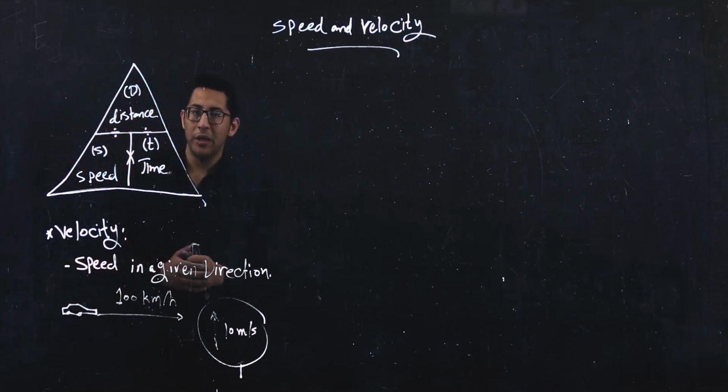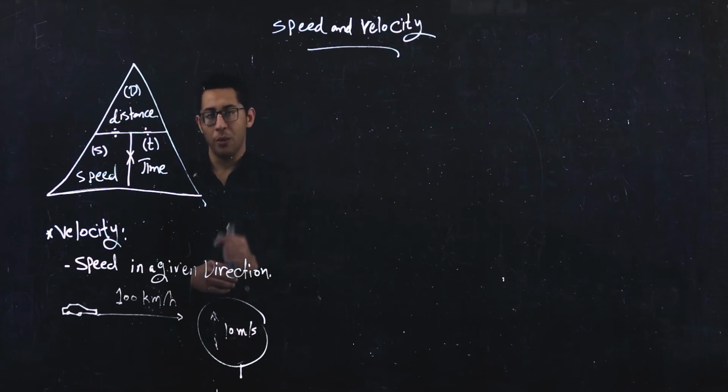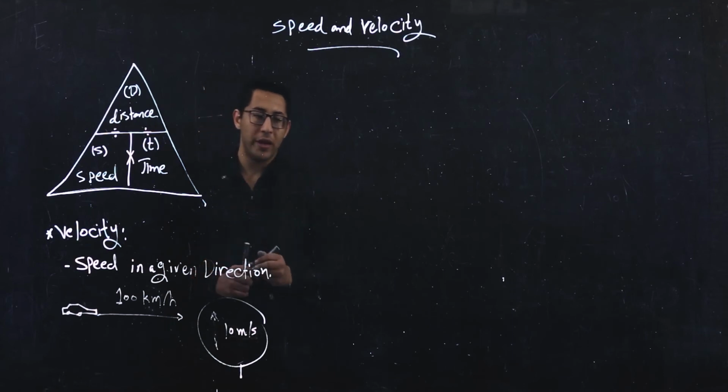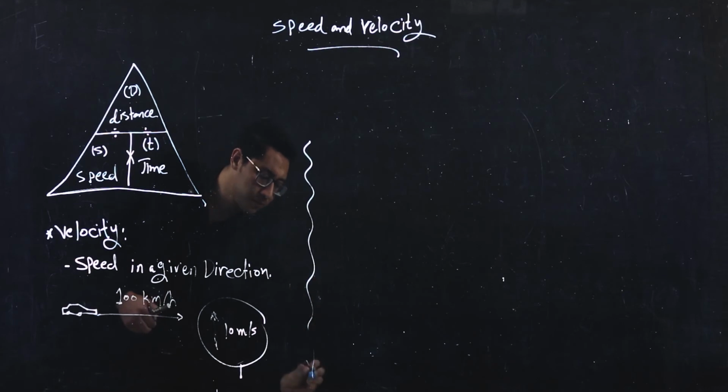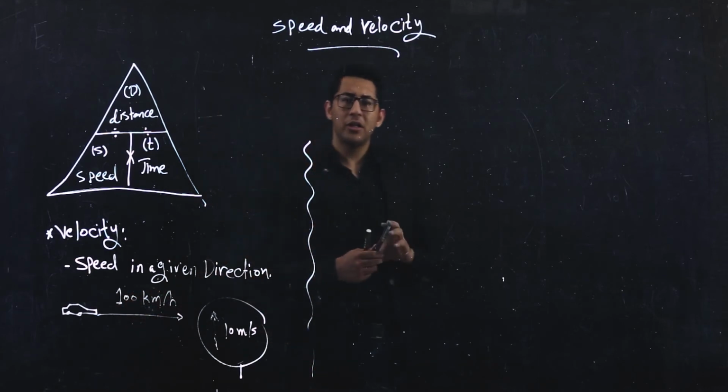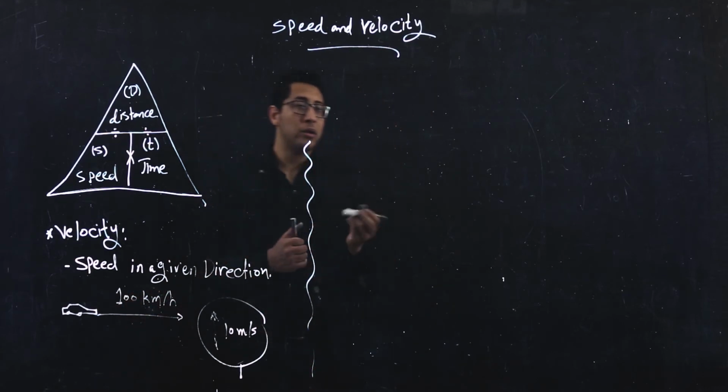So now we understand speed and velocity. Let's go now and understand how you can graph motion. How can you graph the motion of an object? First I'll give you a table about a moving object.